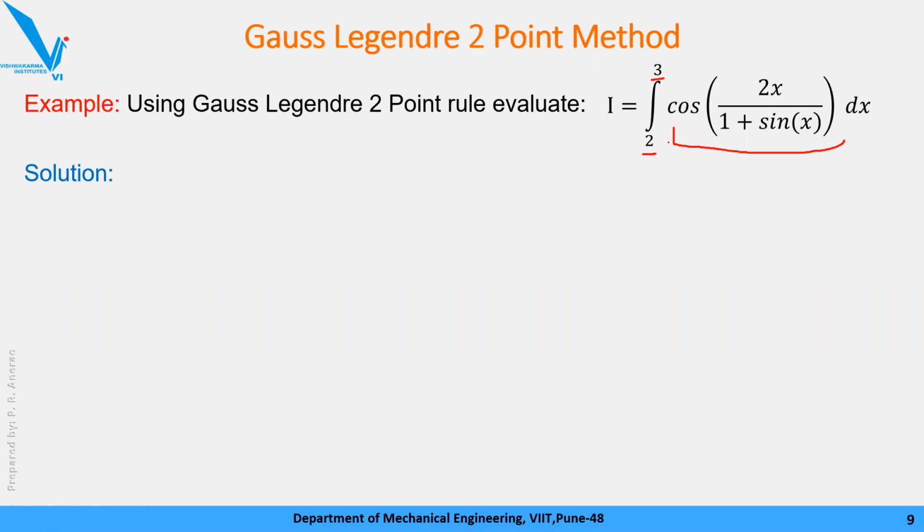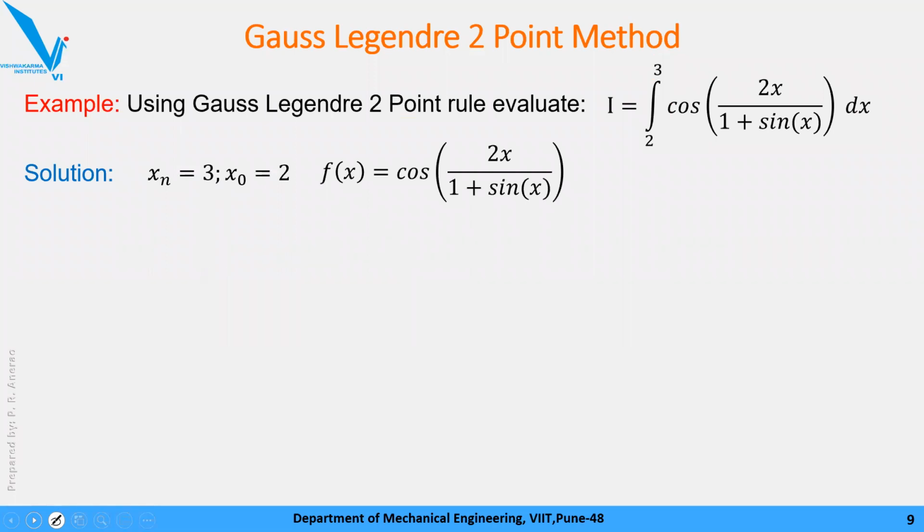We know that there are 4 inputs always present in the problem statement. First input is the method which we need to use, so Gauss-Legendre's 2-point method. Then the second thing is x0, the lower limit of integration, the upper limit of integration, and the function of x. So all 4 are present. We can solve it. First thing first, write the given data in the solution: xn equal to 3, x0 equal to 2, f of x equal to cos of 2x divided by 1 plus sin of x.